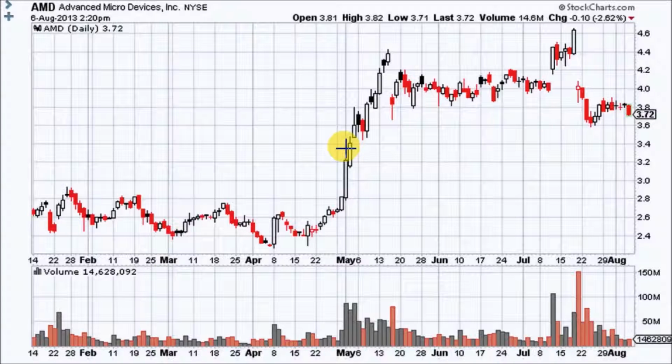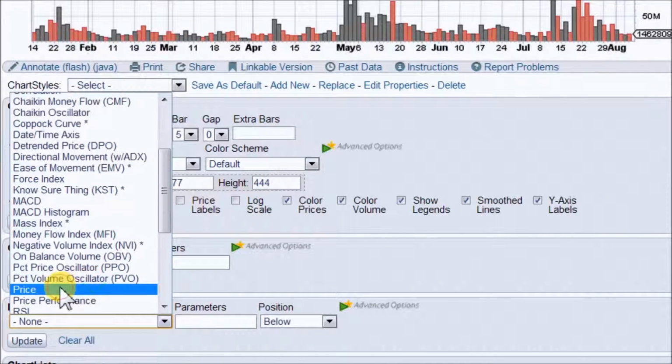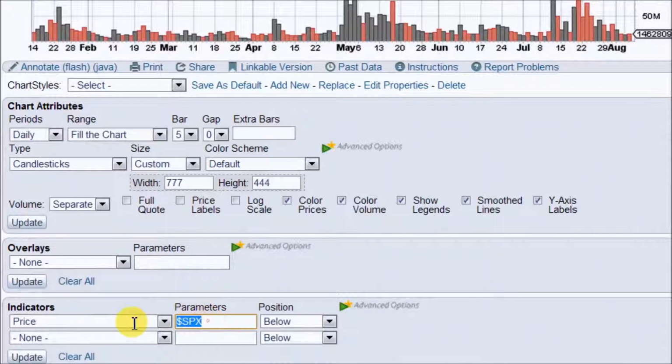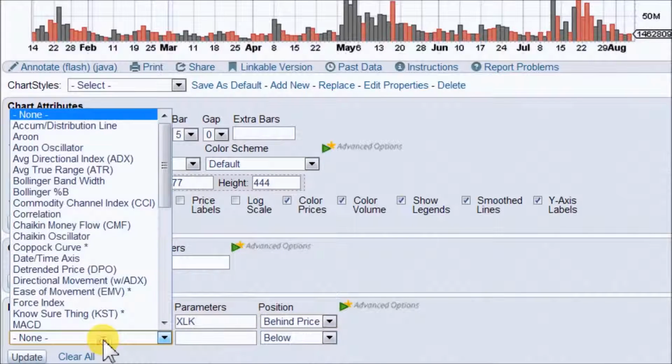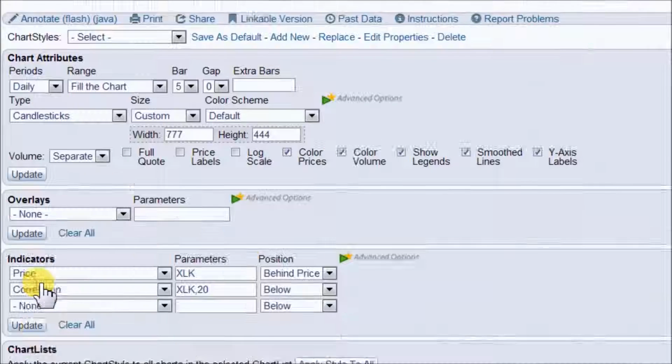Now let's say you're trying to find a stock that tracks the XLK technology sector. Okay, so what you would do is scroll down here, and in indicators, first of all, load the price. So we don't want the S&P 500, we want XLK here. We also want it behind the price, and then load up the correlation coefficient. And instead of the S&P 500, again put XLK, comma 20. That is the 20-day look back period.